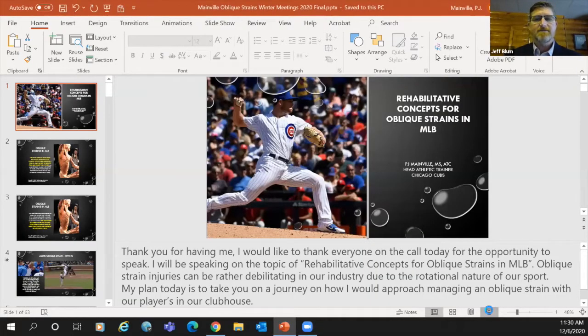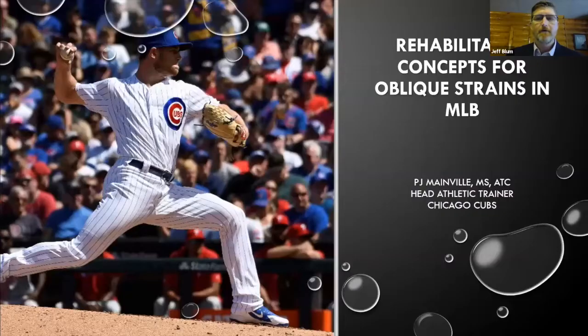PJ's in his 9th season as the head athletic trainer for the Chicago Cubs. He completed the previous 2 seasons as the Major League Assistant Athletic Trainer for the Arizona Diamondbacks. Spent 13 years in the minor leagues with the Diamondbacks and Baltimore Orioles organizations. And he is ready to take over. Thanks a lot, PJ.